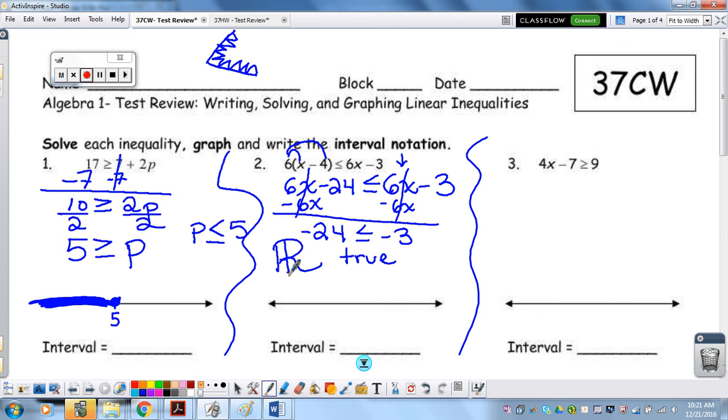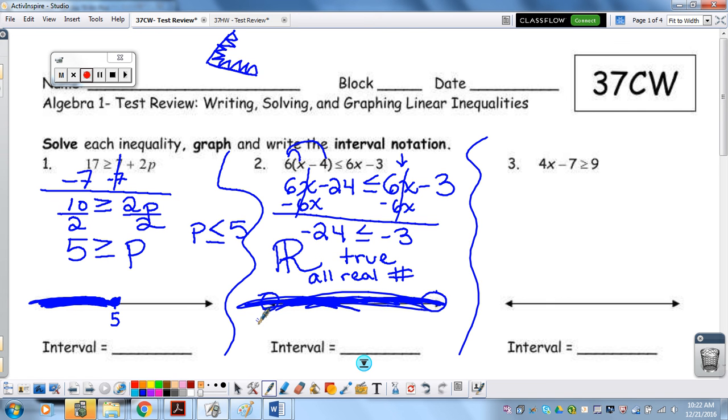The little fancy R means all real numbers. If you have to graph it on the number line, you see you have arrows at both ends, which means it's every single possibility. Since it's every single possibility, all real numbers, you gotta shade your whole entire line, because it's every single number that is there.